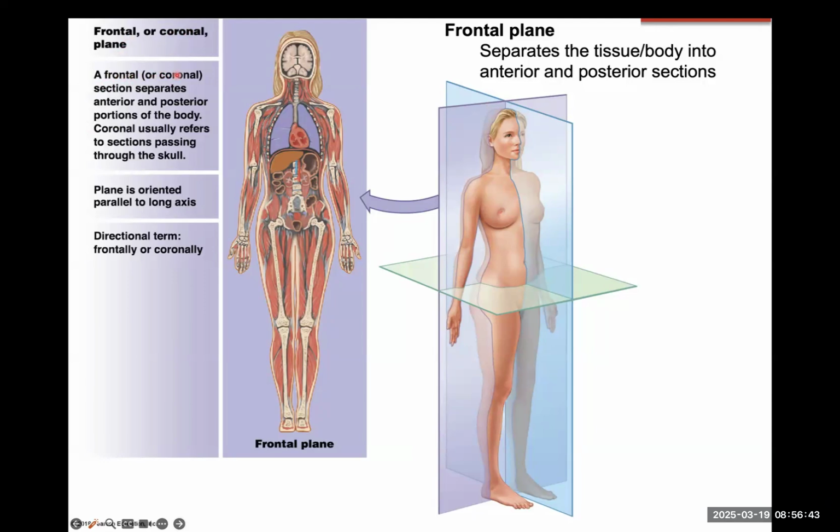The coronal suture goes across the head almost as if you had a crown. If you had a tiara, that's where it's going to sit, on the coronal suture, and that's where you want to cut down. So the image is showing you the frontal plane, and that's what you see if you do an MRI or an X-ray.